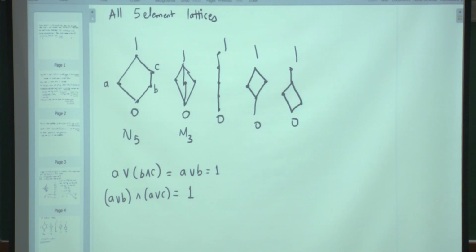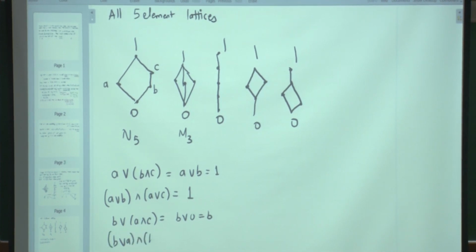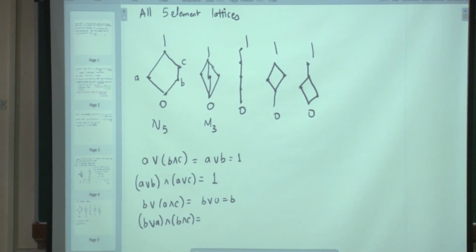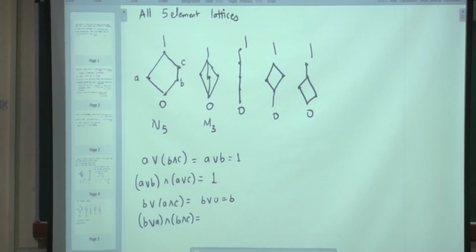Maybe I should choose some different configuration. Which one? Should I just take this? What is A meet C? 0. What is B join 0? And B join A? What is B join A?